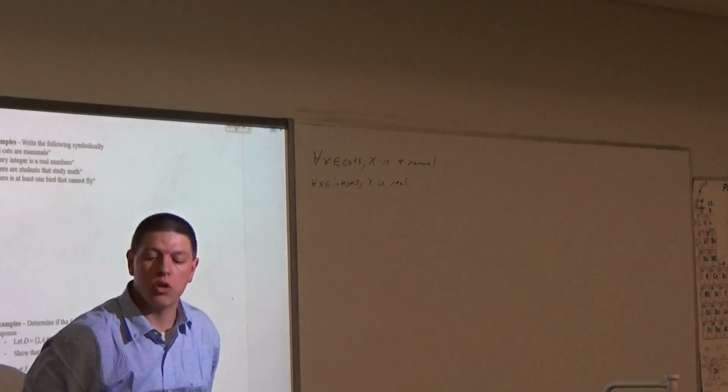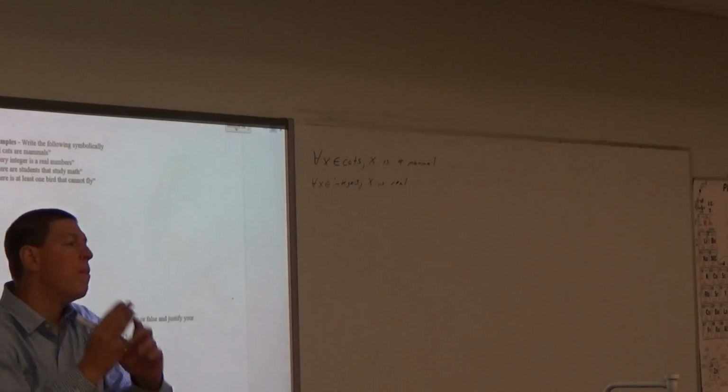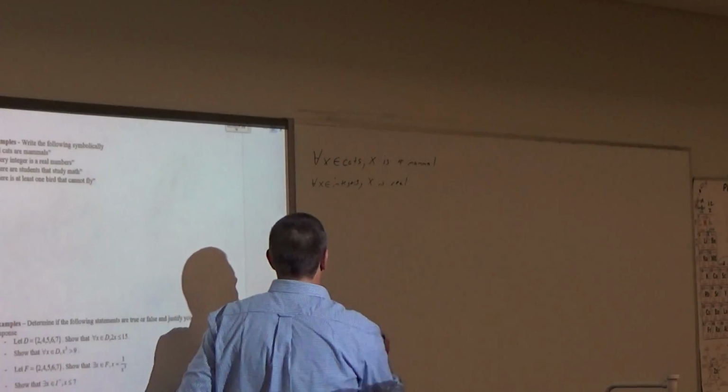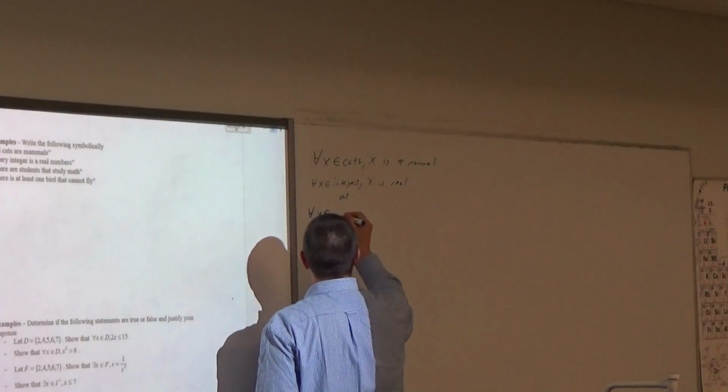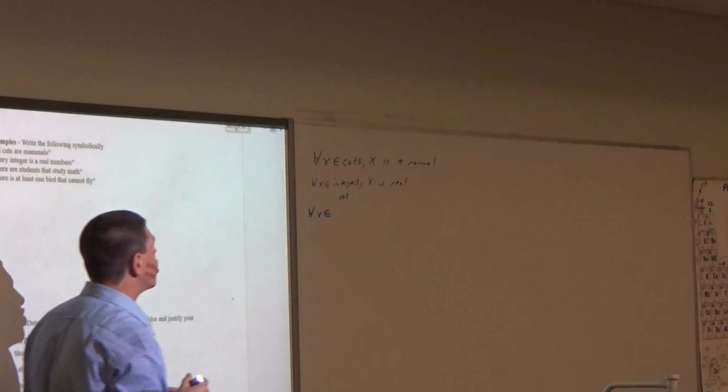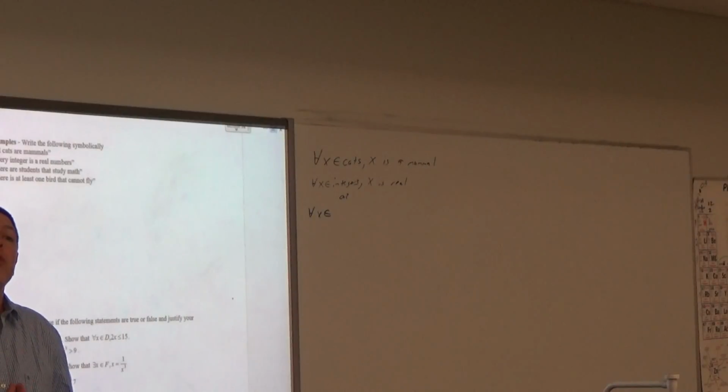Or another way that we could write that is a little bit more compactly. We could say for all x in a set of integers. Does anyone know what the symbol is for integers? What letter represents integers? It's not I, that's irrational. N? Not N, that's natural. Good try.